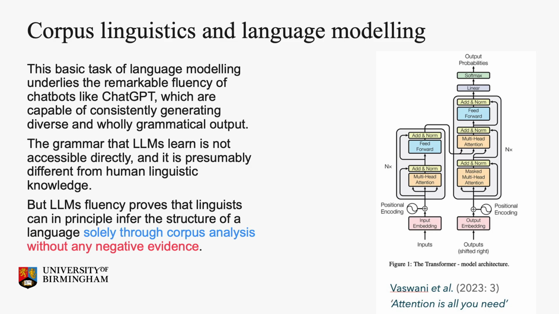And so LLM fluency, to me, proves that linguists can, in principle, infer the structure of language solely through corpus analysis and without any negative evidence, because LLMs don't get negative evidence themselves. This is, just for what it's worth, one of the things that really made language modeling so powerful: the transformer architecture, which came out in just 2017, and the paper is called "Attention is All You Need," which is where the title of this paper comes from. I didn't realize that Sampson had such a similarly titled paper when I titled this one.